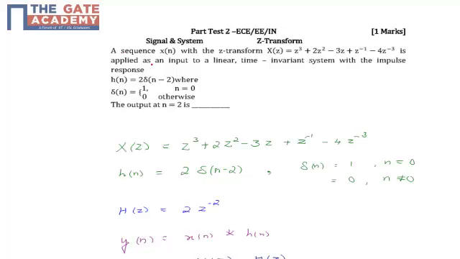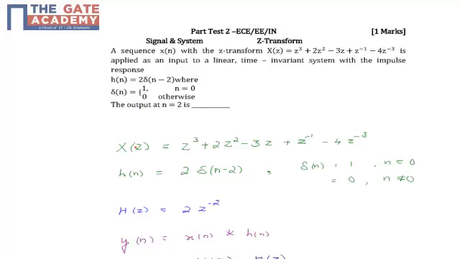is applied as an input to a linear time invariant system with the impulse response h of n equal to 2 times delta of n minus 2, where delta of n is equal to 1 for n equal to 0 and it is 0 otherwise, and we are supposed to compute the output at n equal to 2.